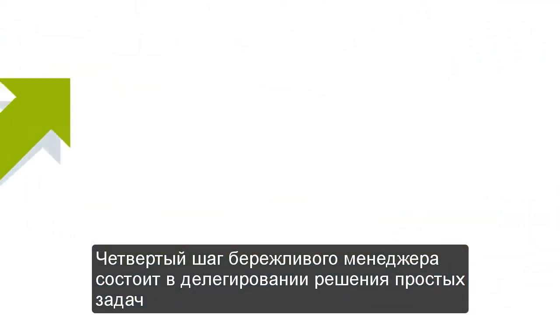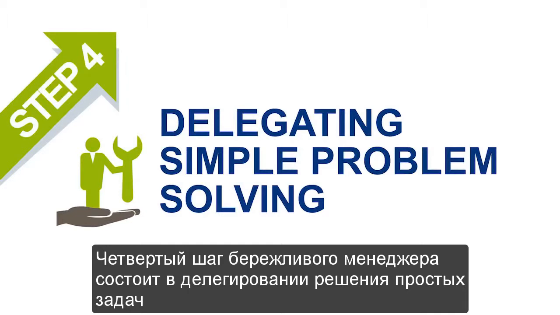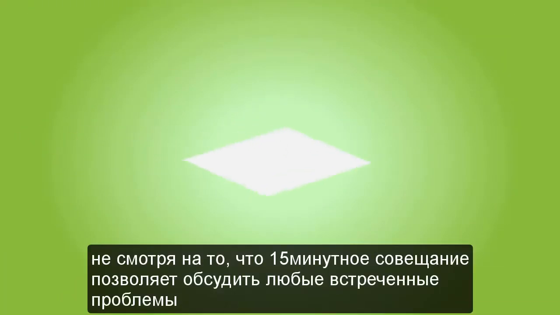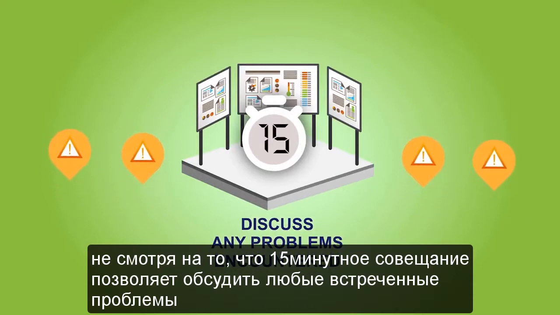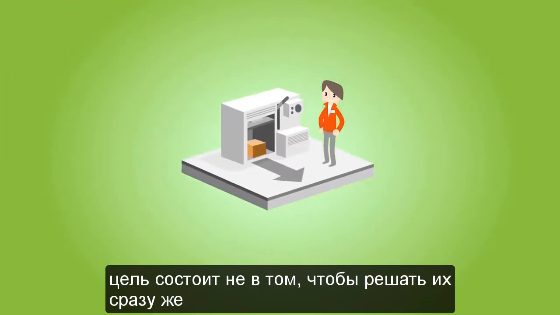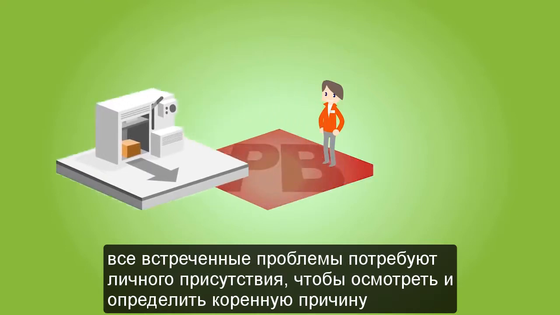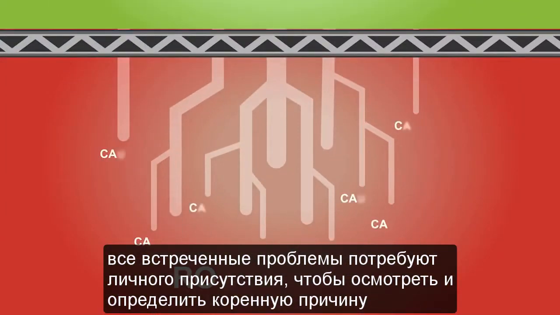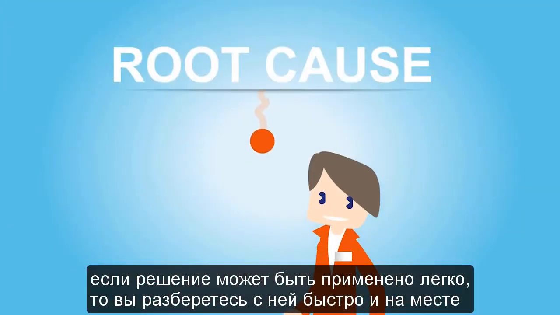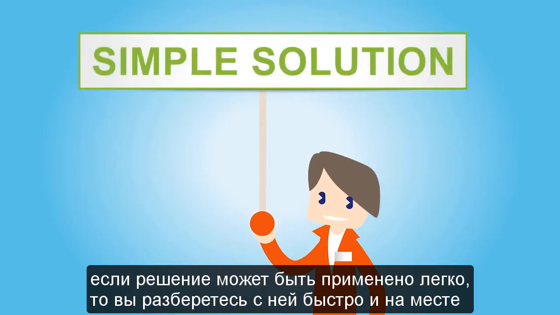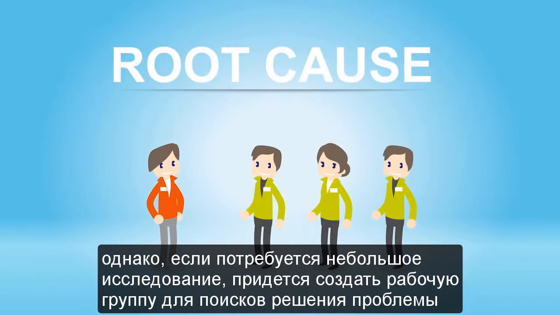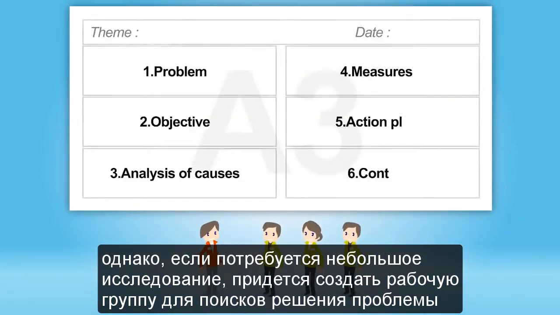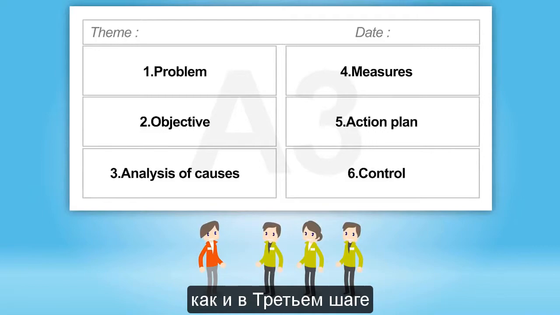The fourth step of the lean manager is about delegating simple problem solving. Although the 15-minute flash meeting is the time to discuss any problems encountered, the objective is not to deal with them straight away. All problems encountered require a field visit in order to observe and identify the root cause. If the solution can be implemented easily, it will be dealt with quickly. However, if a small study into it is required, a work group will be set up in order to track the resolution method of the problem, as in step 3.